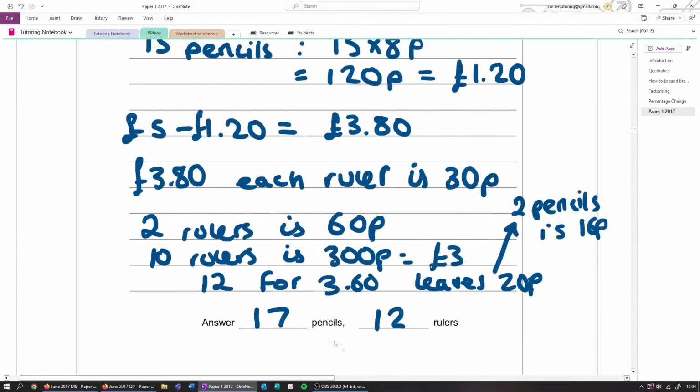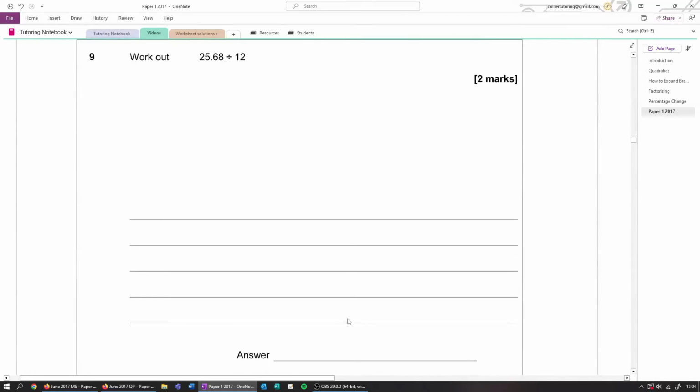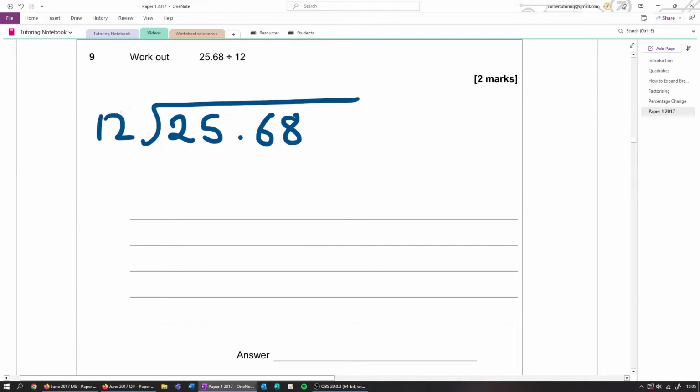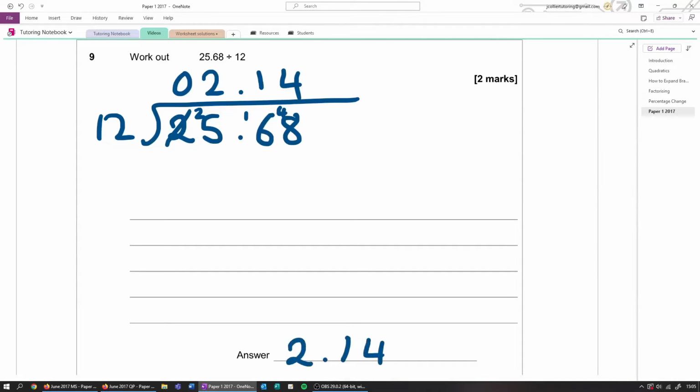Okay, so let's have a look at the next one. 25.68 divided by 12. So let's do this. 25.68 divided by 12. Okay, so 2 divided by 12 is 0. Let's carry the 2. 25 divided by 12 is 2, with a remainder 1. 16 divided by 12 is 1, with a remainder 4. And 48 divided by 12 is 4. So our answer is 2.14. Okay, let me just double check I've done all that.